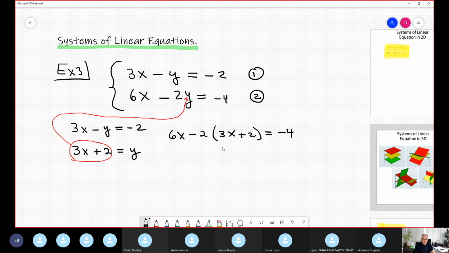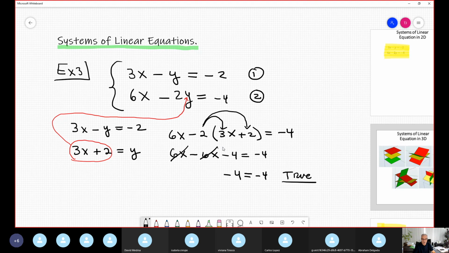Okay, now distribute the property: 6x minus 6x because negative 2 times positive 3 is negative 6, and negative 2 times positive 2 is negative 4, equal negative 4. In that case, again, the variables cancel, so we cannot solve it. However, this is different because you get a true statement. Not necessarily in every example you get negative 4 equal negative 4. You get one number equal to another number, positive or negative or 0. But it's a true statement. This is important information.